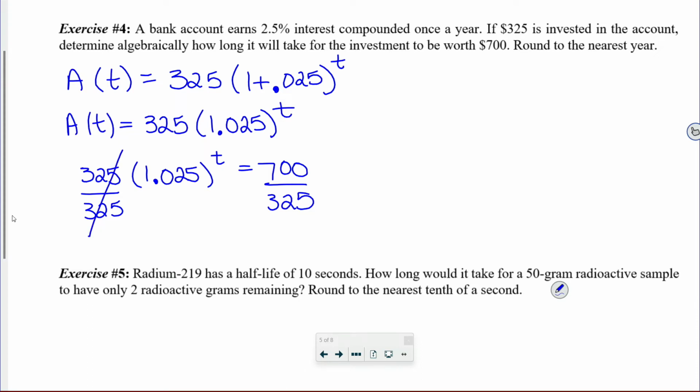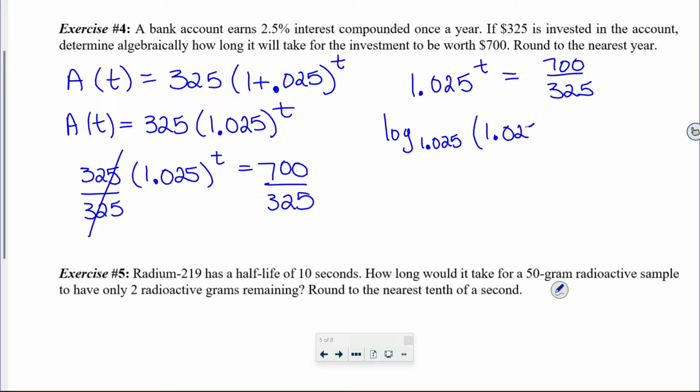Perhaps it's not. I don't really care. I don't want to know what it is, because I'm going to leave it as 700 divided by 325. And then I'm going to take the log, base 1.025, of both sides of this equation.